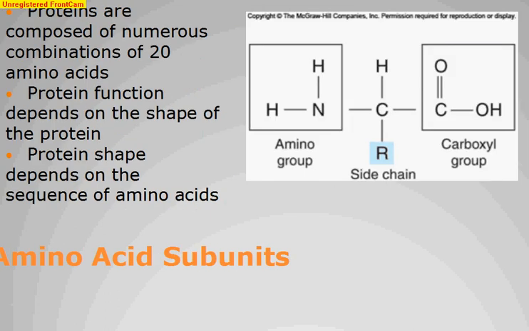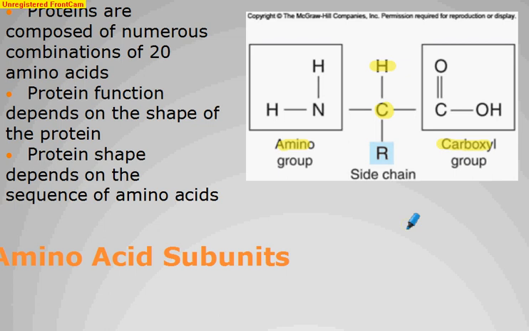So again, the monomer being amino acids. There are 20 different amino acids. And the general structure of an amino acid is shown. All amino acids have a carbon in the middle, a carboxyl group, an amino group, and a hydrogen atom. The carboxyl group being COOH, the amino group being the NH2. The R group, R meaning radical, sometimes referred to as the side chain, is the only thing that changes from one amino acid to the next.